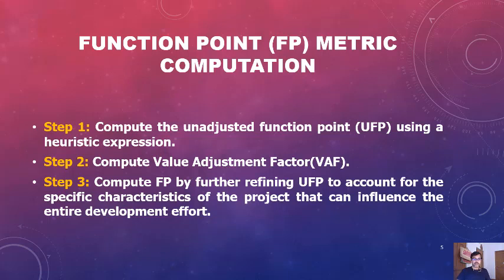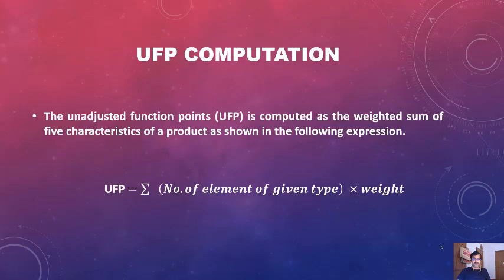And this is the equation of unadjusted function point. It is computed as the weighted sum of the five characteristics of a product as shown in the following expression. UFP is equal to the summation of the number of elements of a given type into their weights. So its weight and the number are to be multiplied, and then the next item's weight and number are to be multiplied, and the whole summation is calculated into the unadjusted function point.